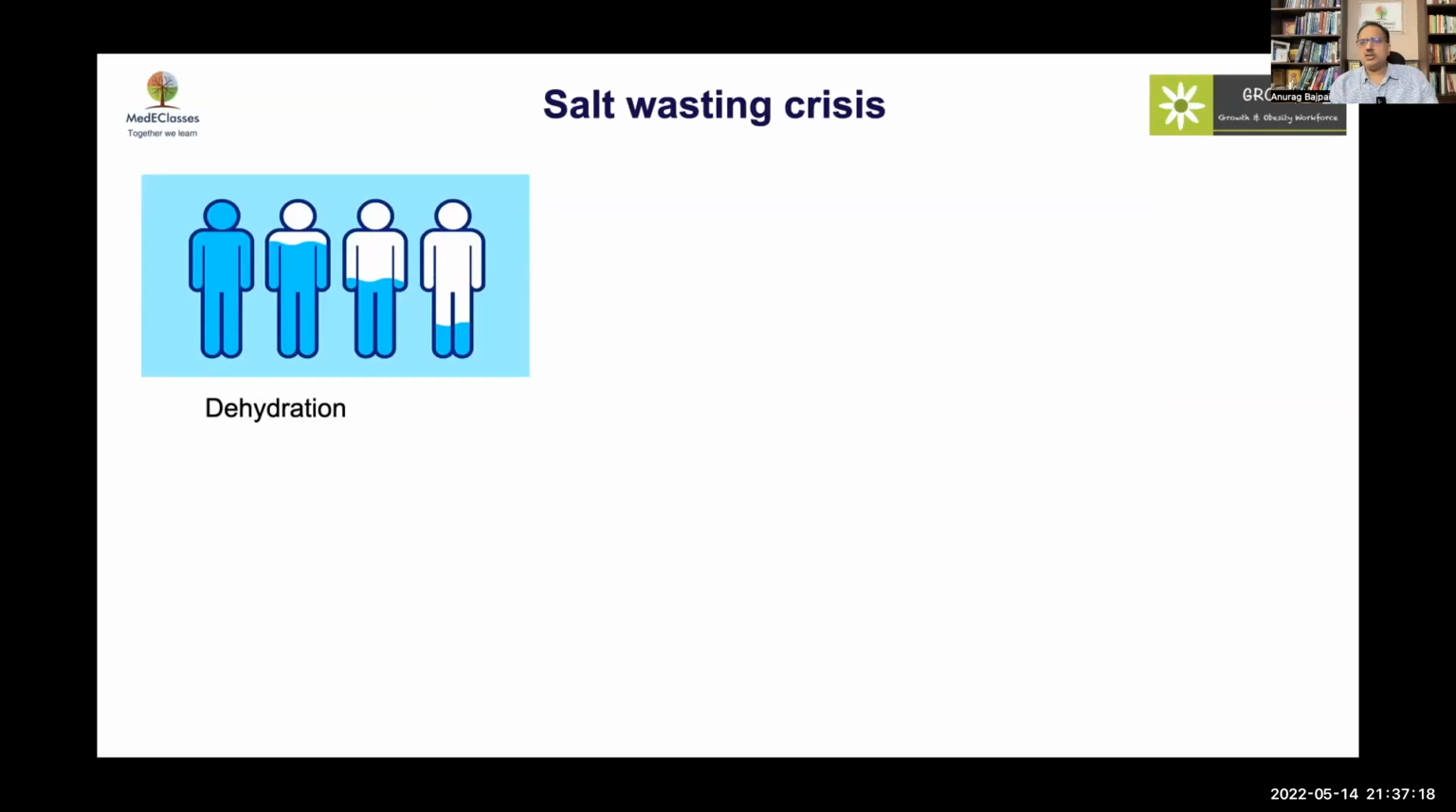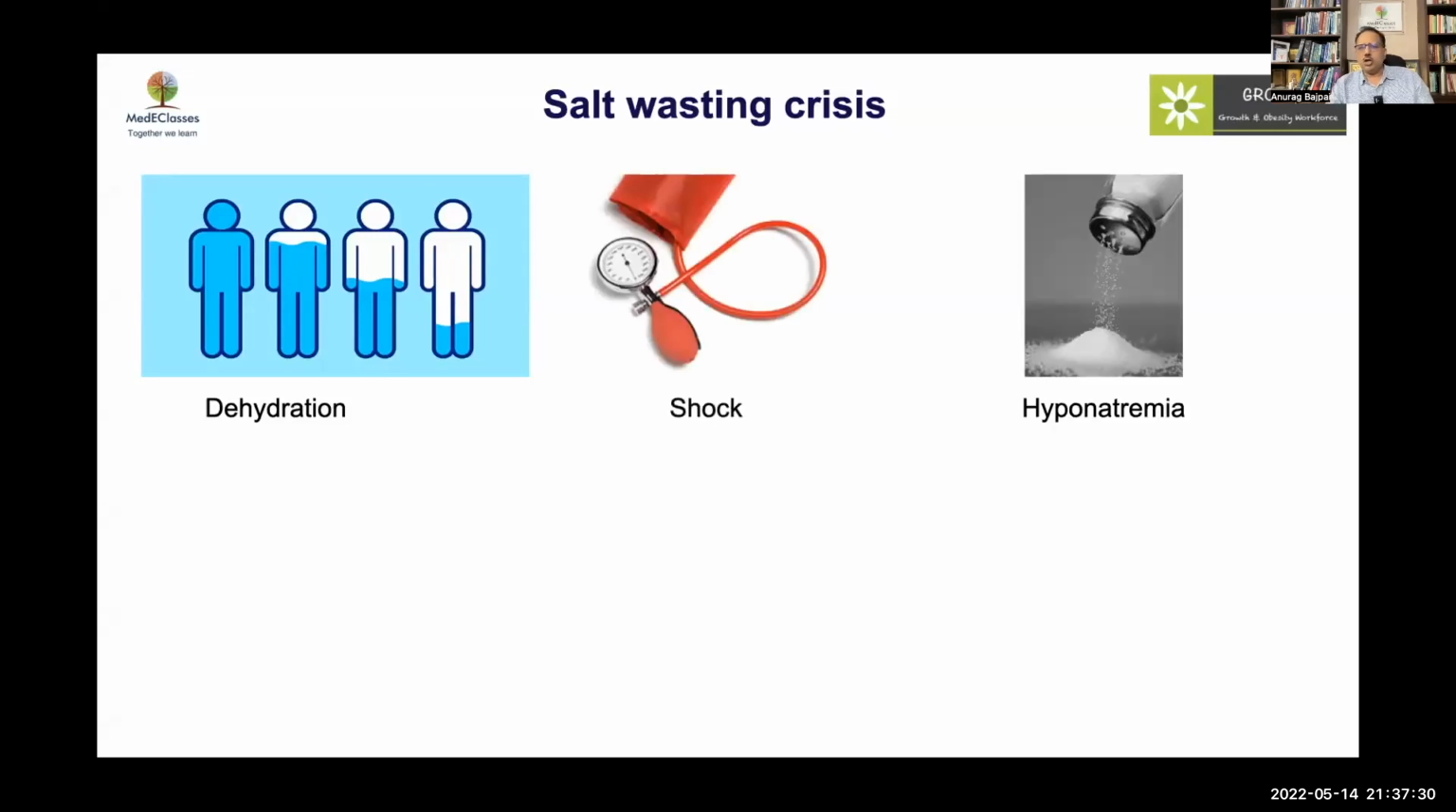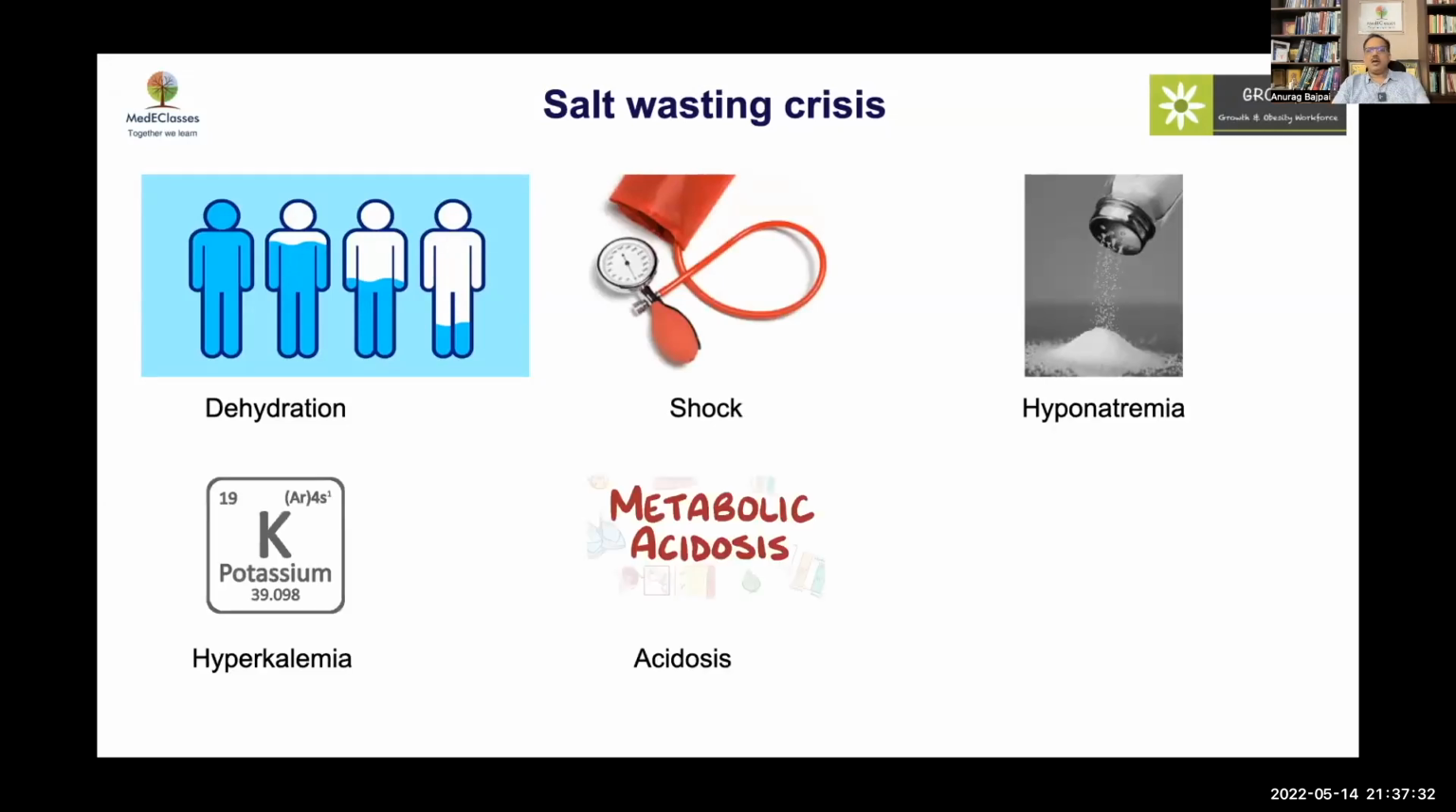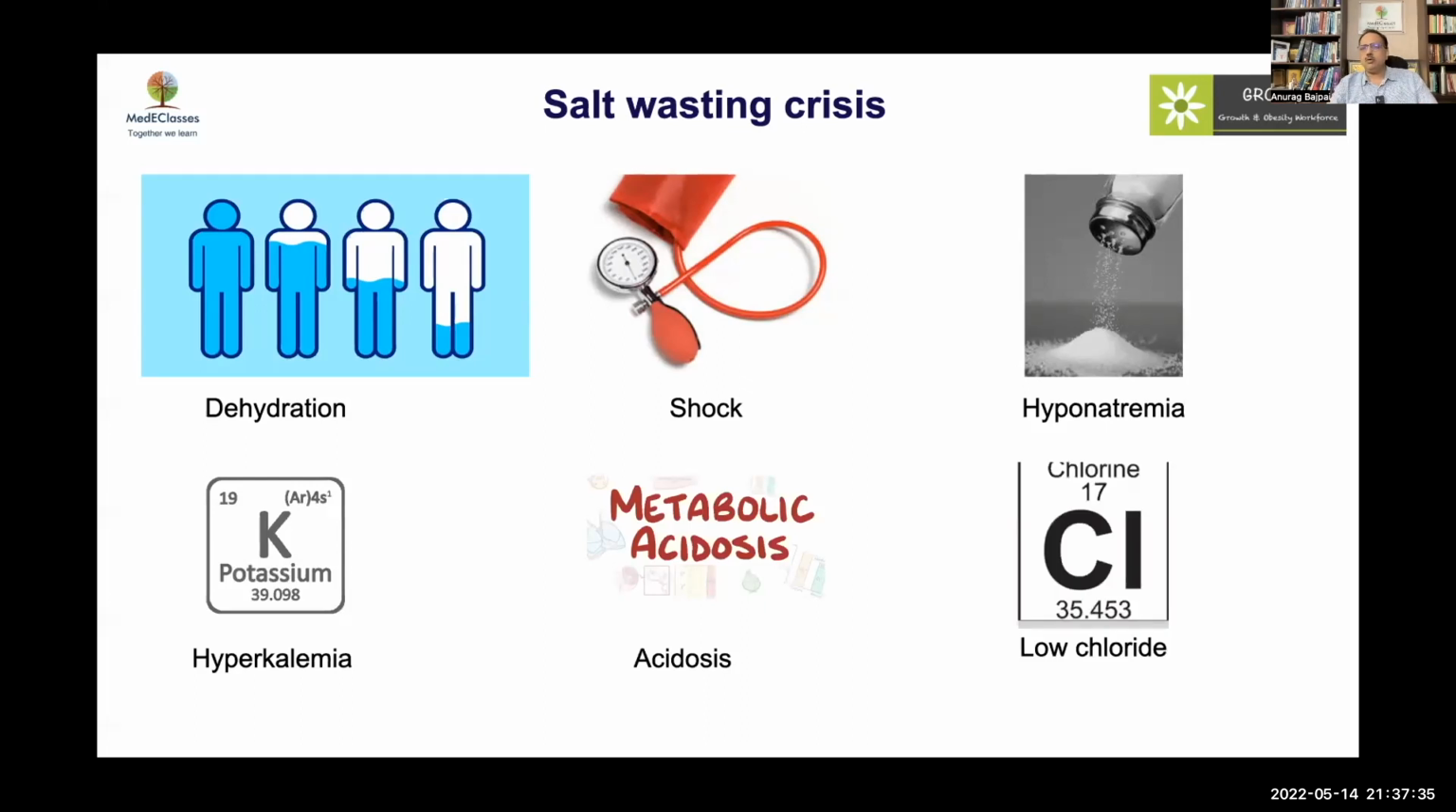Now, one important group of conditions, particularly in infants, is salt wasting crisis, in which you have both deficiency of aldosterone as well as cortisol. They will have more dehydration, shock, hyponatremia, hyperkalemia, along with metabolic acidosis and hypochloremia. So then you start thinking of a combined effect. And as Pratik said, if you have isolated cortisol deficiency, mild hyponatremia, no hyperkalemia. If you have aldosterone deficiency, severe hyperkalemia, mild hyponatremia. If you have a combined defect, severe hyponatremia, severe hyperkalemia, and this is what causes salt wasting crisis.